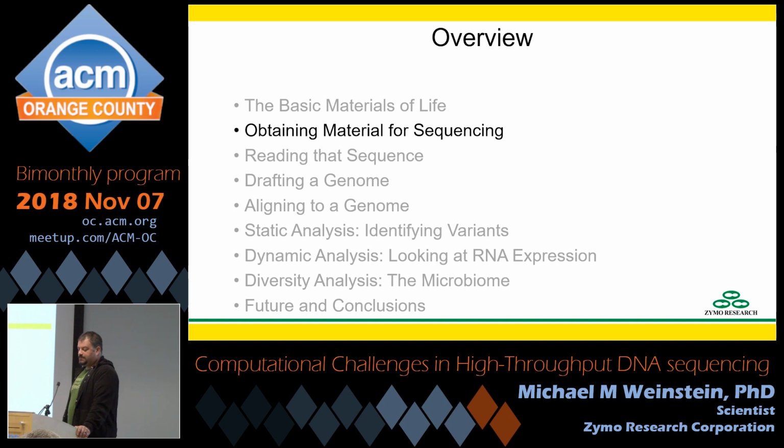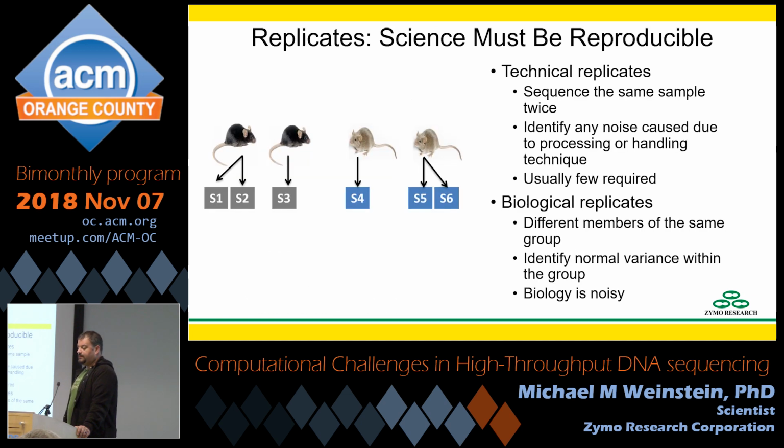Okay, obtaining the raw material for sequencing. So this is going to be very brief, but essentially in science, everything should be reproducible. Stuff that's not reproducible is considered suspect and is generally not believed. And we have 2 flavors of replicates here.